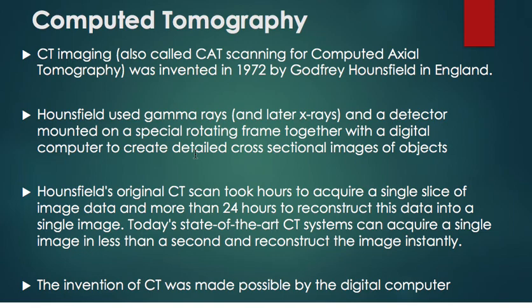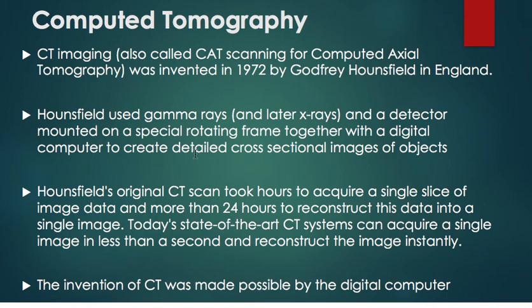In the very beginning, Hounsfield used gamma rays to try to produce the CT images, but then he later just moved on to x-rays. So what he has is a detector mounted on a special rotating frame with a digital computer that helps create cross-sectional images of the object. It's kind of like the difference with an x-ray, where you're looking at one structure. With CT, it's like looking at a loaf of bread standing on the end, and you can pull out one slice at a time and inspect that area, and then put it back and look at the next section.